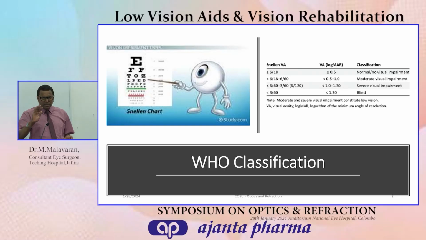So the definition, this is relatively different. Generally everywhere in the clinics we normally won't use the LogMAR chart; the Snellen visual acuity chart is available, right? So this is the basic, modern, latest classification of vision, differentiated into 4 groups: normal, no visual impairment, 6/18 or better; 6/18 to 6/60 moderate; severe visual impairment, 6/60 to 3/60. Less than 3/60 is considered blind.